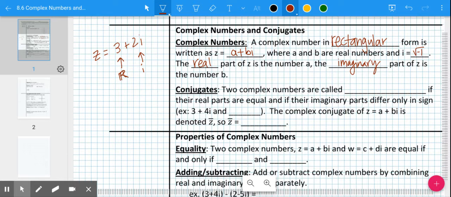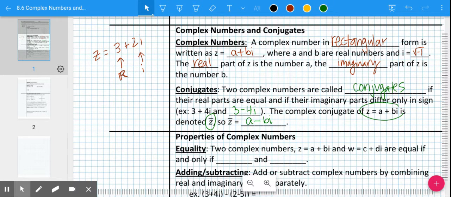Now let's talk about what conjugates are. Two complex numbers are called conjugates. This is also some vocab we have seen before in our last unit especially. If their real parts are equal and their imaginary parts differ in sign. So 3 plus 4i, the conjugate of that would be 3 minus 4i. The complex conjugate of any a plus bi is going to be written with that, we call it z bar. It's z with that little bar over it. And that would, of course, be a minus bi.